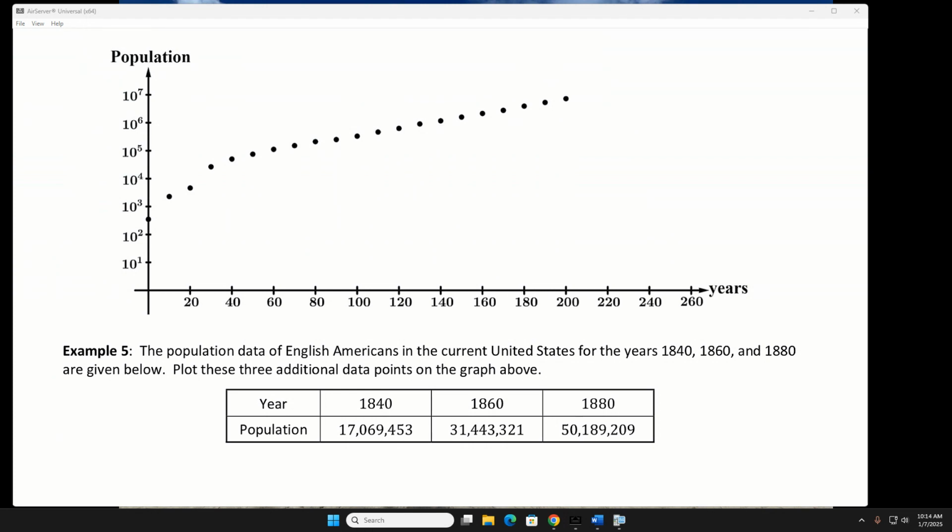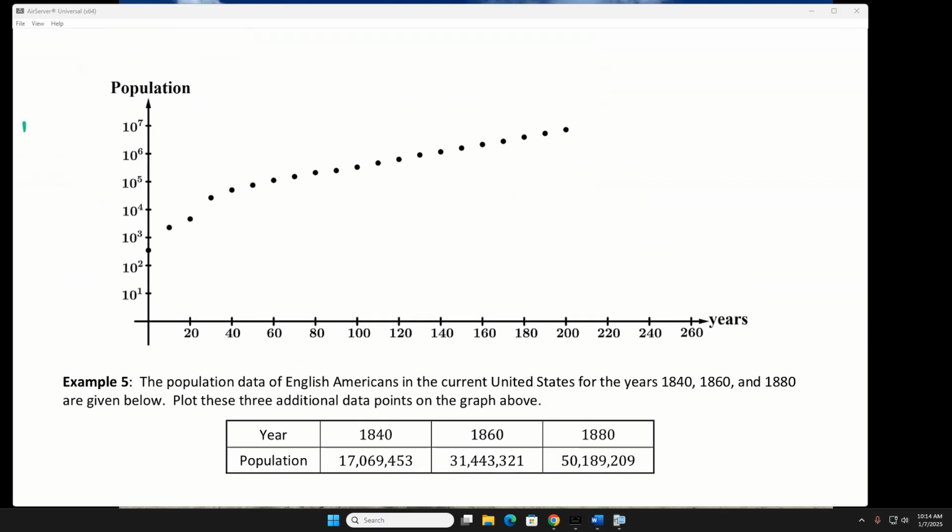Okay, and so we're going to graph these 3 points. And so this up here would be a 1 with 7 zeros. All right, and then if we had another equally spaced point, it would be 100 million, sorry. All right, so we're going to graph these points, 17 million, 31 million, and 50 million, in between 10 million and 100 million.